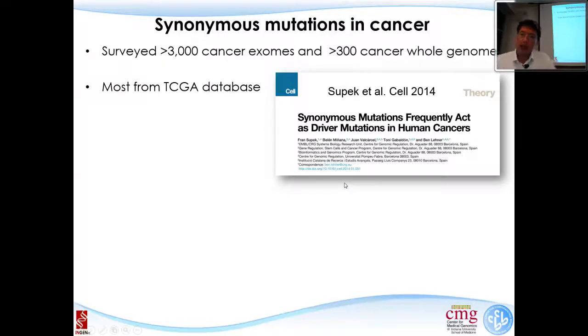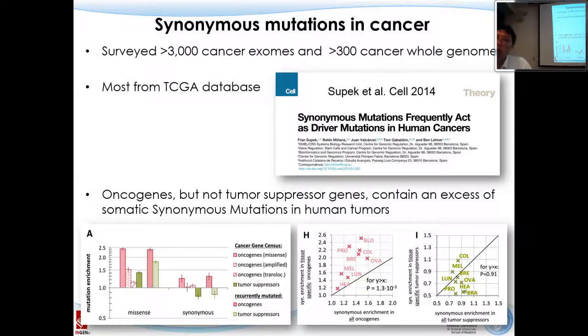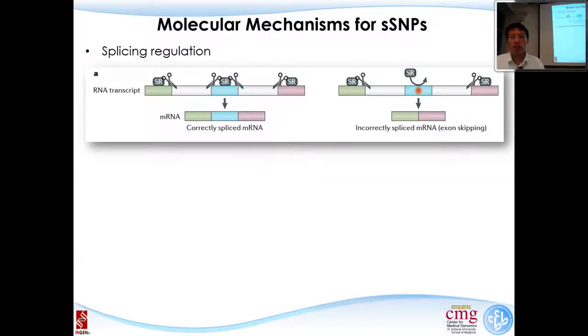Okay, this is another study, published in Cell, that surveyed a lot of cancer genomes. Here's the conclusion: synonymous mutations frequently act as driver mutations in human cancers. I'm not going to go into detail; they made some conclusions about oncogenes and tumor suppressors. But the point of all these studies is that synonymous SNPs are important.